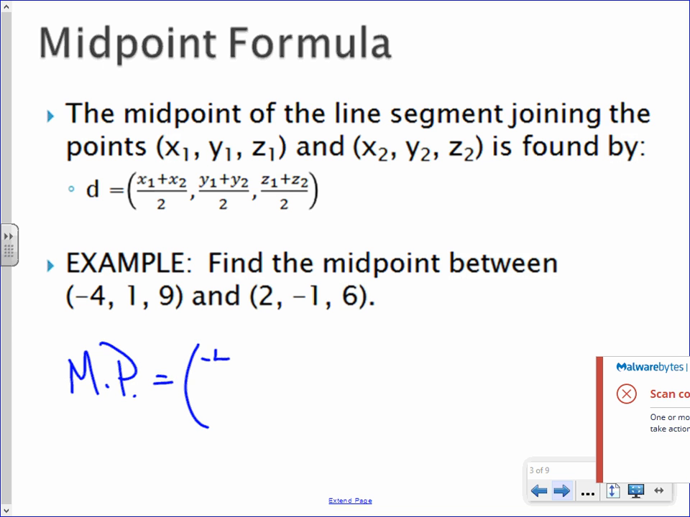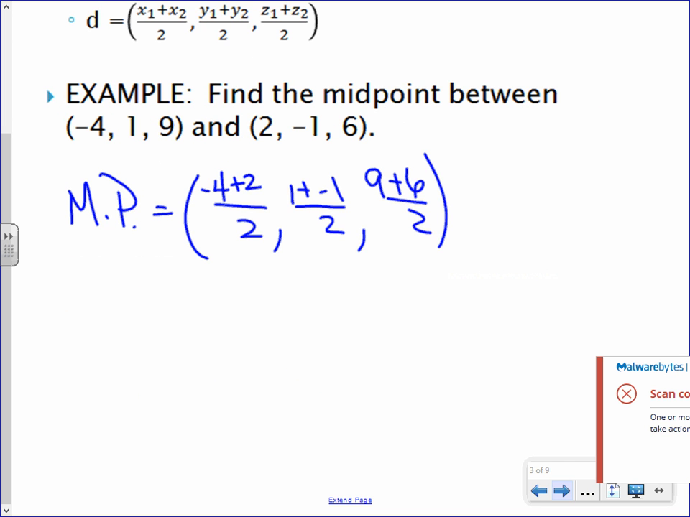Okay, so if we want to find the midpoint, we're going to take the average of the x's, the average of the y's, and the average of the z's. Which means our midpoint is -1, 0, 15 halves. Yes. Would you accept 7.5? Yes.